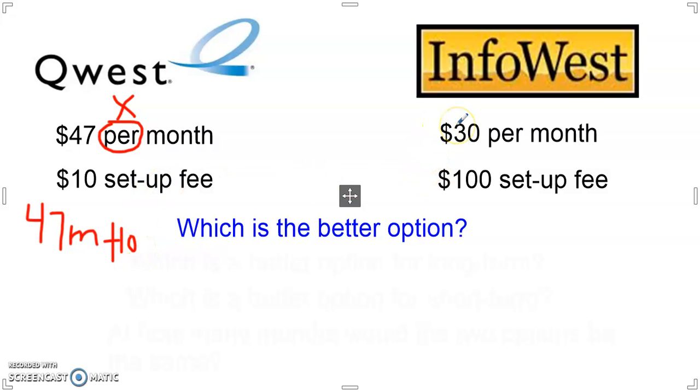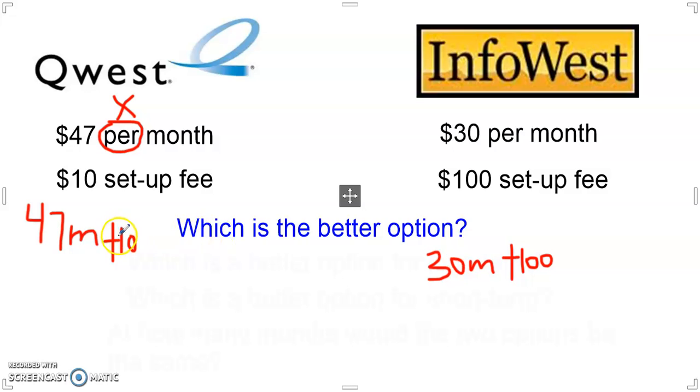Now we do the exact same thing on the other side. If it's $30 per month, it's $30 times every month. And then we've got a setup fee of 100.